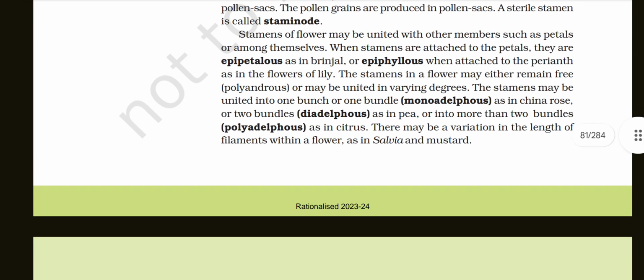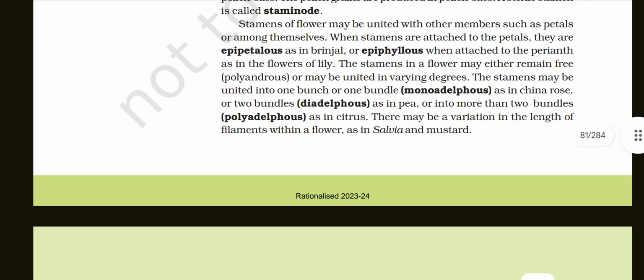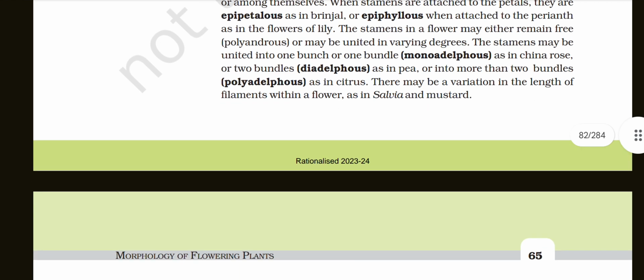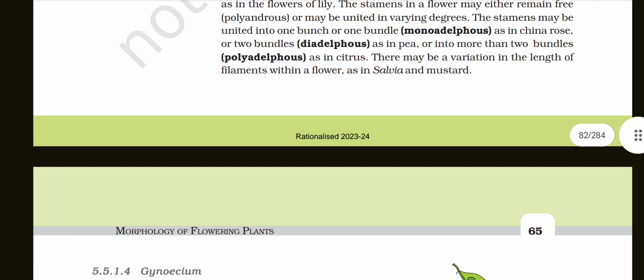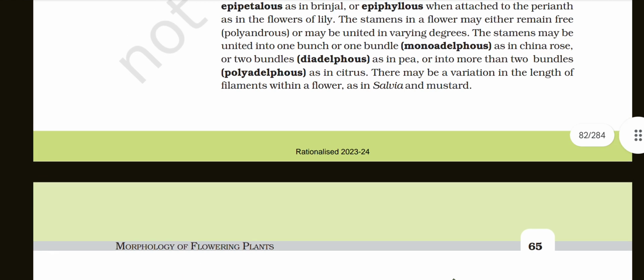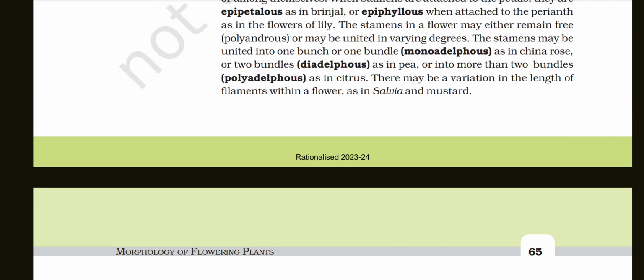The stamens in the flower may either remain free, polyandrous, or may be united in varying degrees. The stamens may be united into one bunch or one bundle, monoadelphous, as in China rose, or two bundles, diadelphous, as in pea, or into more than two bundles, polyadelphous, as in citrus. There may be variation in the length of the filaments within a flower, as in salvia and mustard.